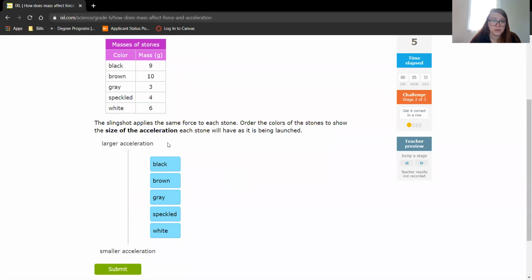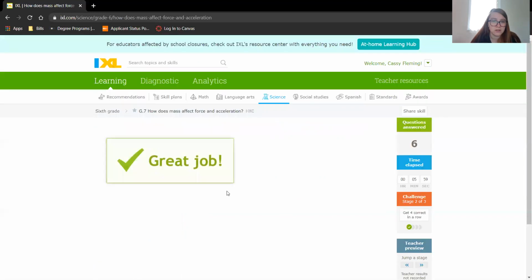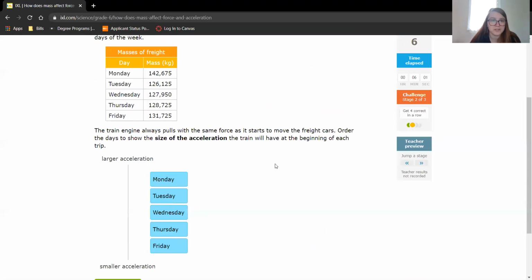So the smallest one is going to be on top, the lightest is going to be on top, the heaviest is going to be on the bottom. All right, so get that in your head. So the lightest stone is gray. It'll have the largest acceleration. Then speckled, then white, then black, then brown. The lightest will have a larger acceleration. Yay, I did it. I'll do one more like this.